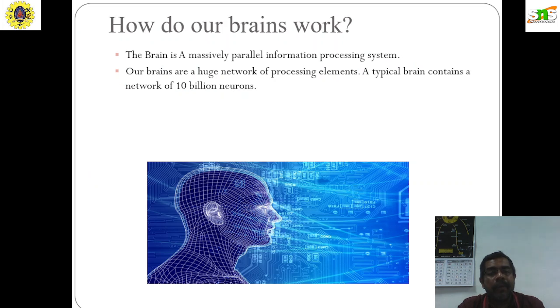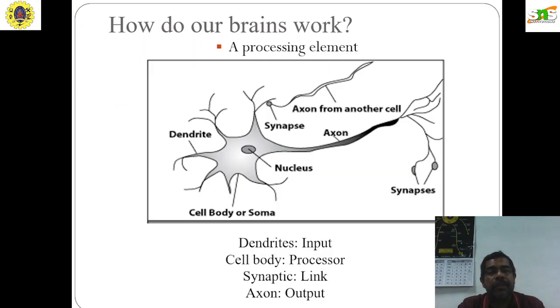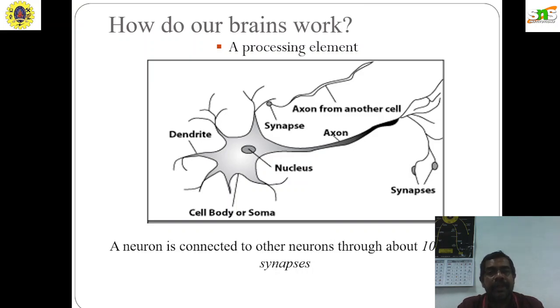Now let's quickly see how our brain works. Our brain is a massively parallel information processing system. It has a huge network of processing elements. A brain contains a network of 100 billion neurons. We already saw this: the dendrites are for inputs, the cell body is the processor, the synapse is the link, and the axon is the output.